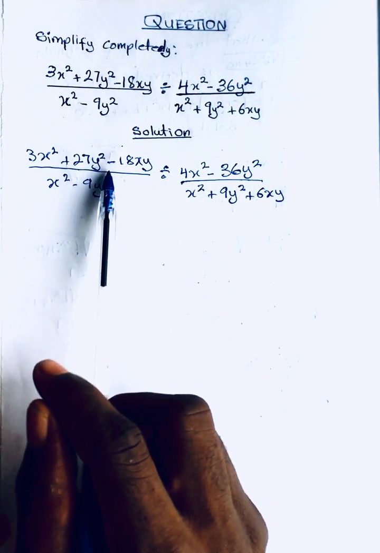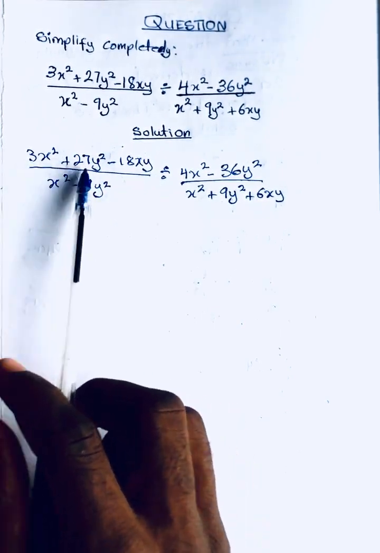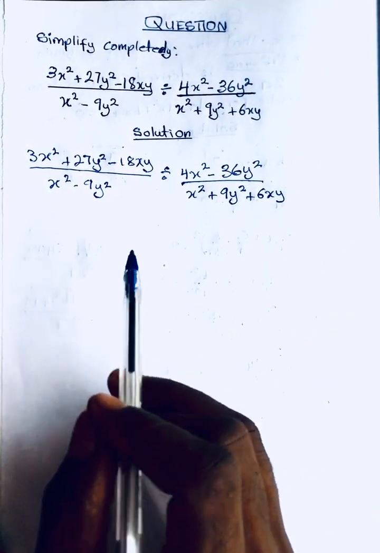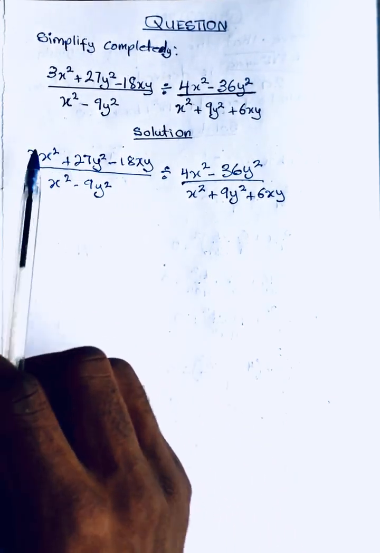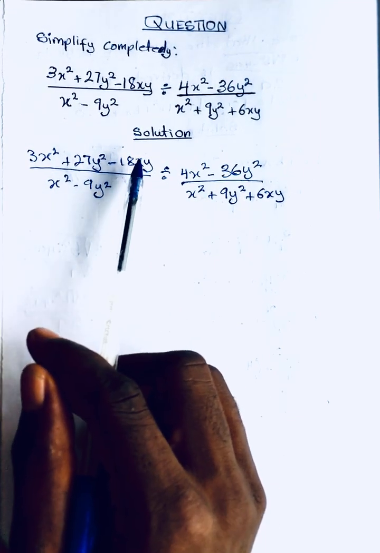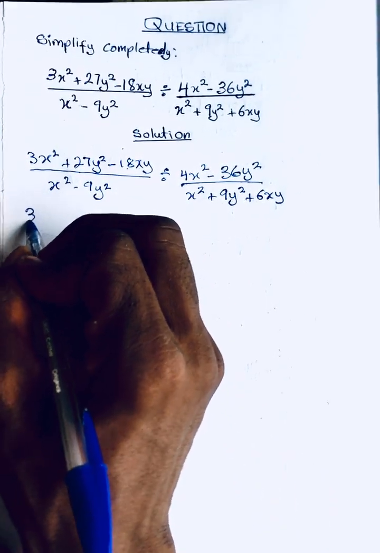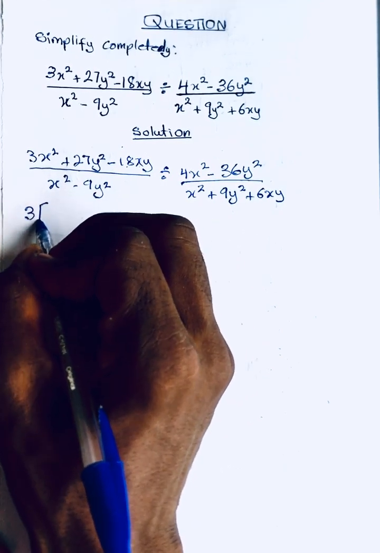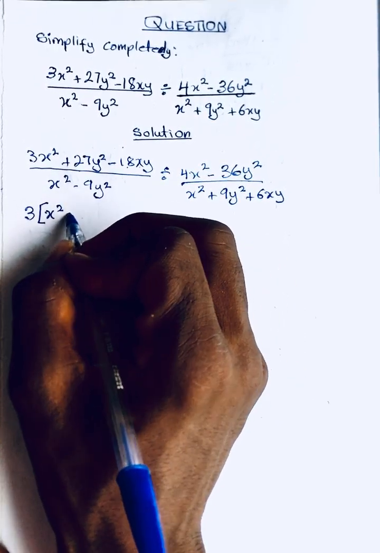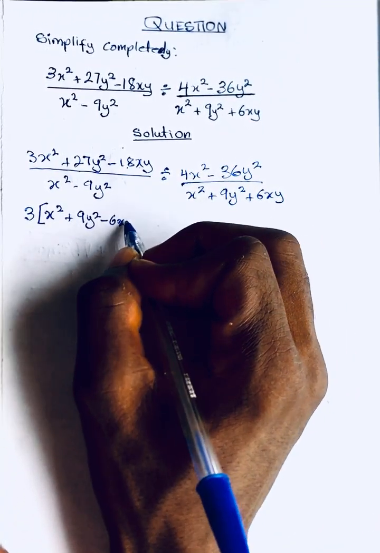In this case, we are going to look at this expression to see if there is any common factor that we can factor out. Let's start with this one. We can see that there is 3 here. 3 times a certain number will give us 27, and the same for negative 18. So when we factor out 3, it will be 3 into the bracket of x squared plus 9y squared minus 6xy.